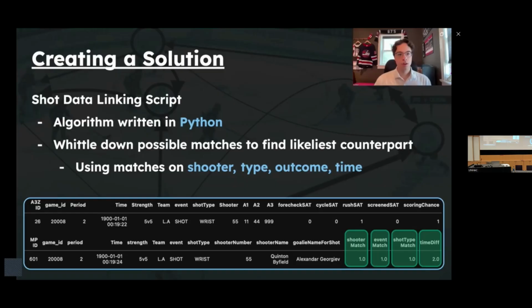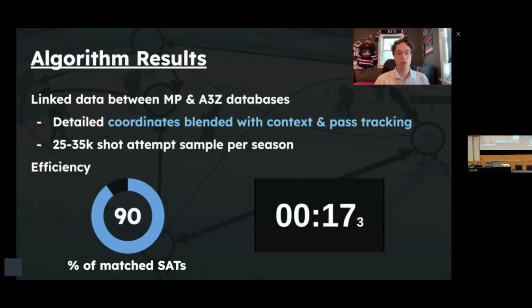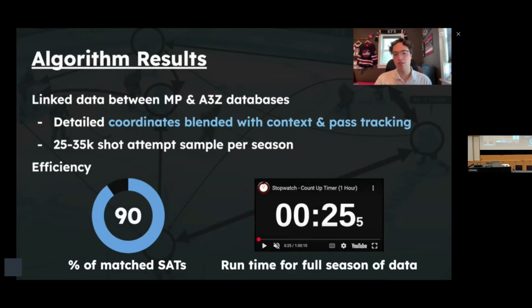In terms of efficiency, around 90% of the All Three Zones shot attempts that were recorded get matched. And for how long it takes to run this script over a full season's worth, around how long I've been talking on the slide, so roughly 25-ish seconds.